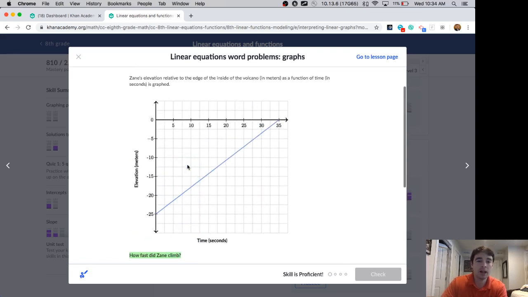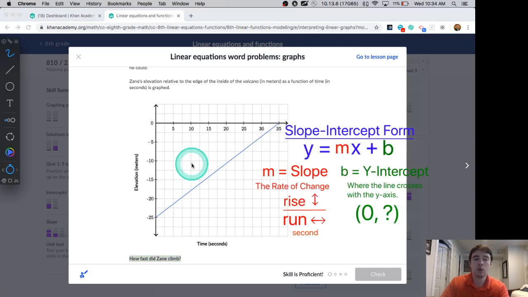So immediately I start thinking, whenever they ask about speed or how quickly somebody moves and it's a linear graph, I know that slope really describes the speed or the rate of change for the relationship. So if they're asking me how quickly did Zane climb, they're really asking me what is the slope for this graph. If I could measure the slope, telling how quickly Zane climbed should not be difficult. So recall slope is rise over run, and I need to find 2 points on this graph to measure how much he is rising, his elevation changing, compared to the run. How many seconds is it taking him to rise?